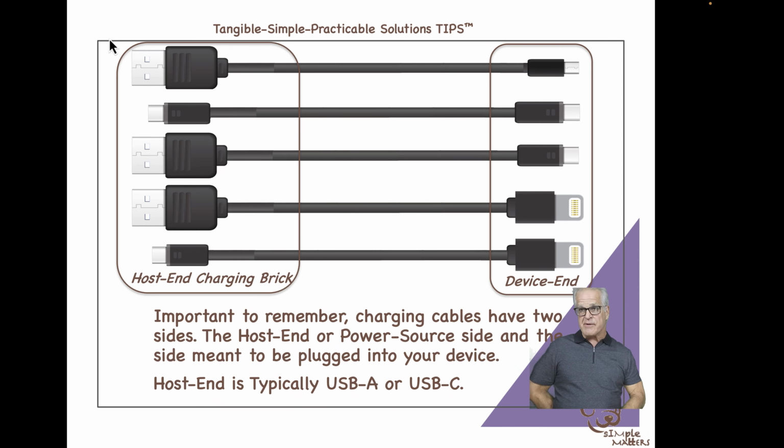The exception to the Type A rule on charging cables is the USB-C. A USB-C can be on both sides of a cable, and that could be a valid charging cable. The reason for that is the USB-C standard, which is being used for power delivery, allows for unidirectional power, so the cable can be plugged in any orientation and in any direction, and it will still operate the same way.